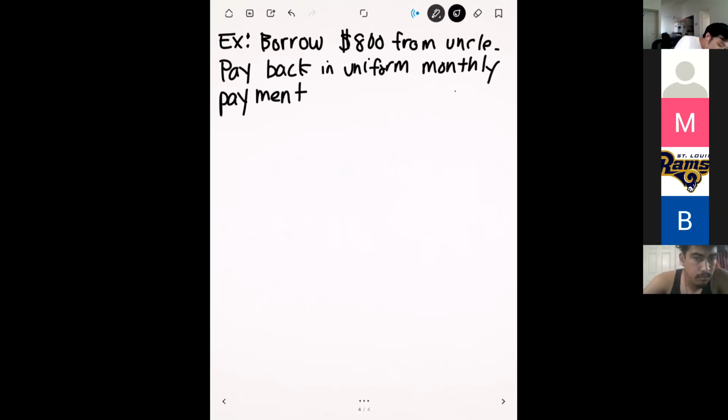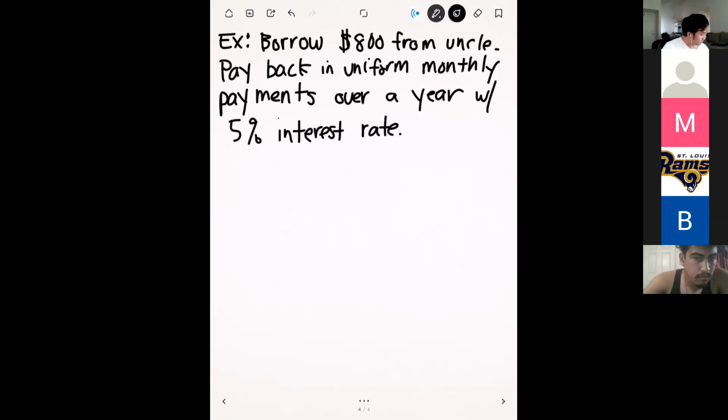Okay. Over a year with a 5% interest rate. And so what you need to compute, just to make sure that your uncle's not scamming you, is how much you have to pay your uncle every month.